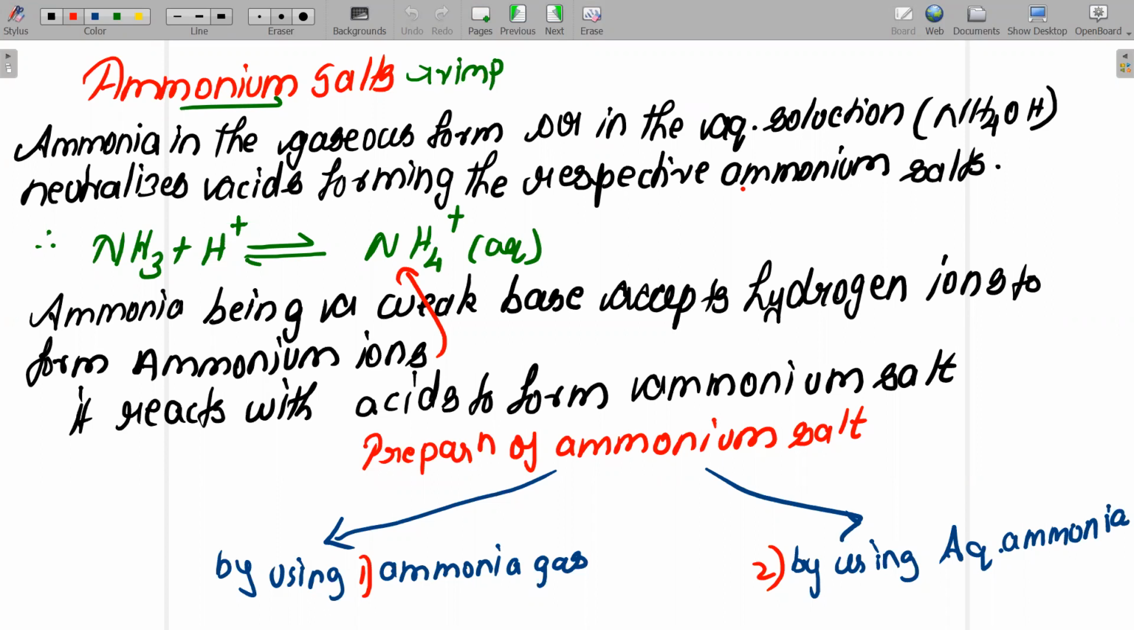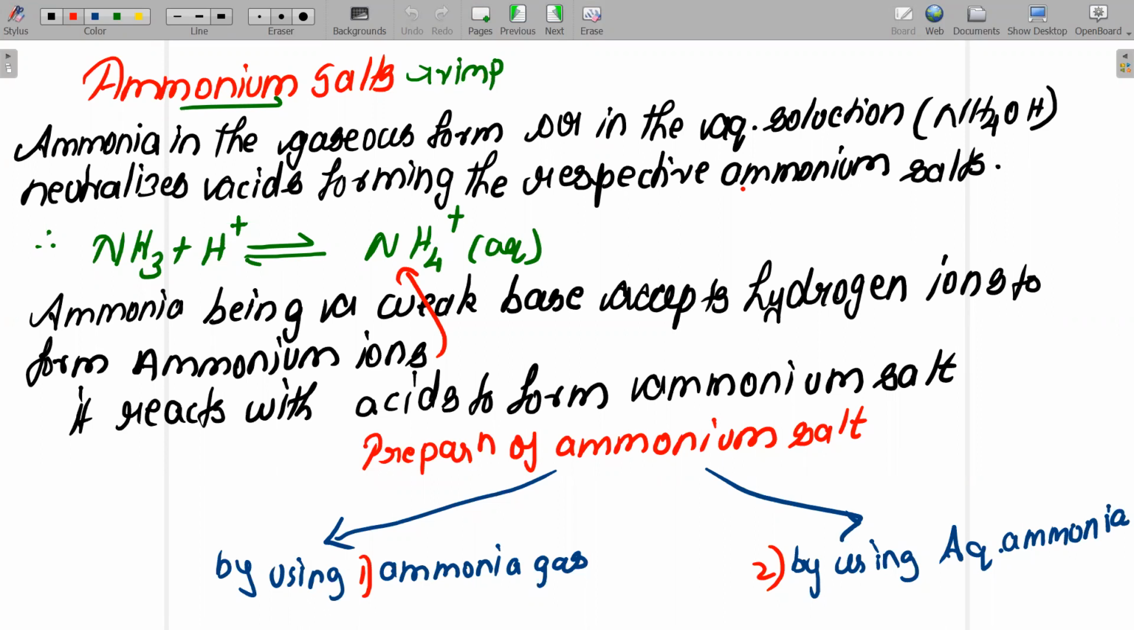Ammonium salts. Children, ammonia in gaseous form, you know. Ammonia in aqueous solution, you know, right? Dry ammonia is nothing but ammonia in gaseous form, and aqueous solution of ammonia is nothing but liquor ammonia. That is nothing but adding water to ammonia. These two types of ammonia, dry ammonia or aqueous solution of ammonia, neutralize acid, forming the respective ammonium salt.